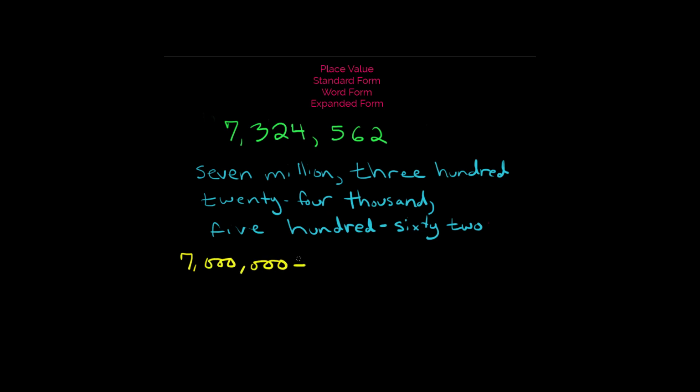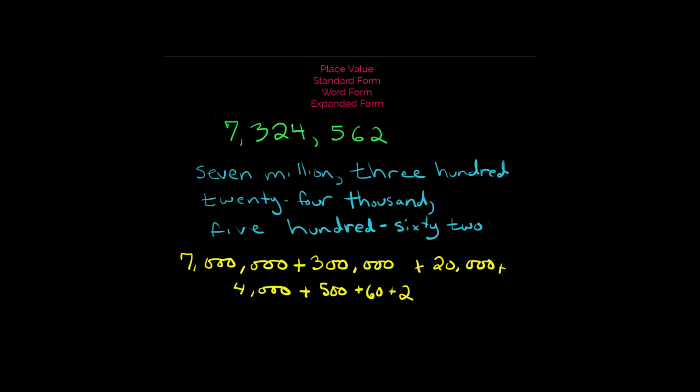And then for each place value, we're just going to add the value of the number. So the 3 is in the 100,000s, so we're going to write it as 300,000 plus, remember I said it's like a big addition problem, 20,000 plus, I'm going to have to go to another line here, 4,000 plus 500 plus 60 and plus 2. So these are our three forms.